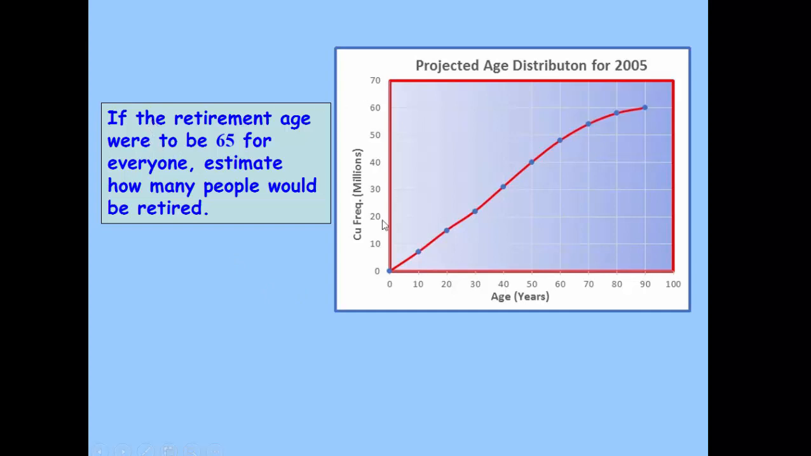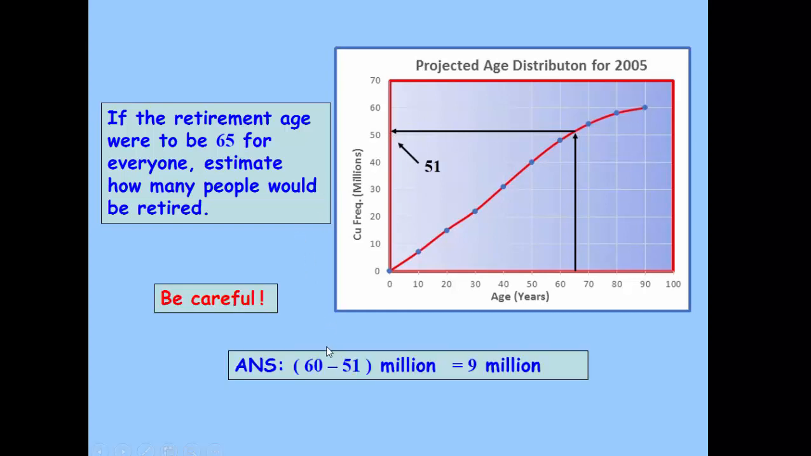We can use the cumulative frequency curve to estimate how many people are over retirement age. If, say, the retirement age is 65, how many people are retired? Well, we go to 65 here, working the other way around now. Read off the frequency, and 60 minus 51 million gives us 9 million retired.